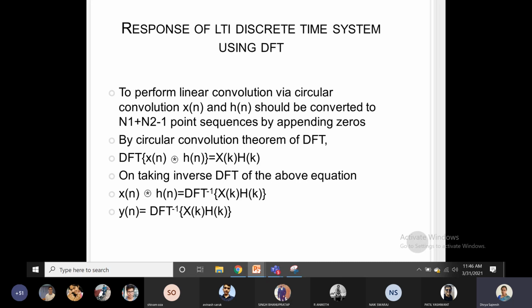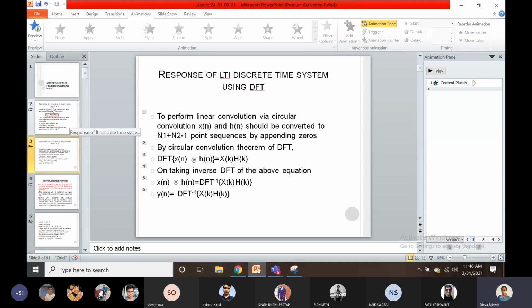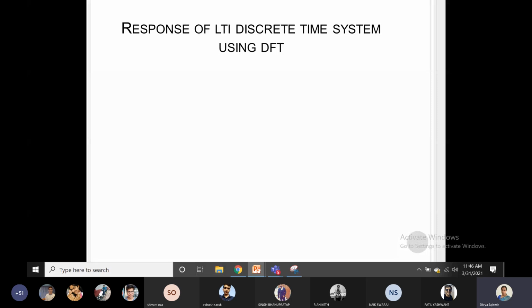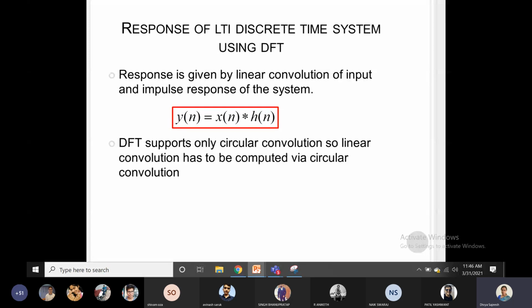Okay, so what I tried to obtain here is the response of the system using DFT, if x of n and h of n are given to you. But in DFT we cannot perform the linear convolution, we have to perform the circular convolution.